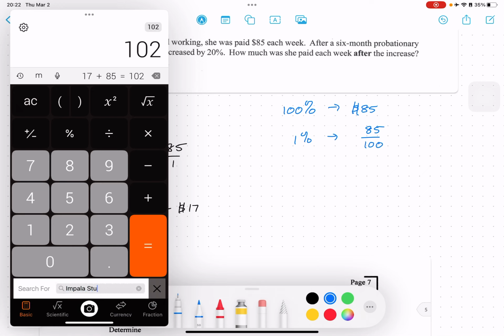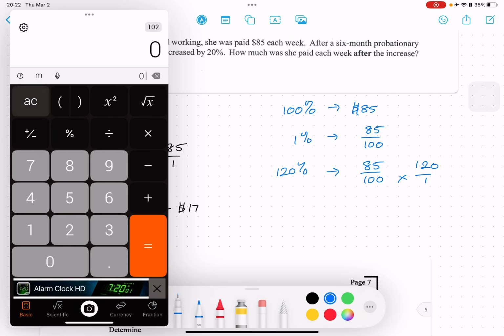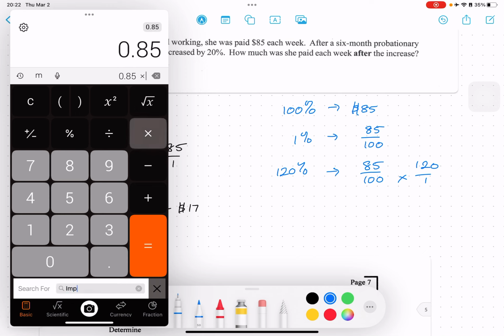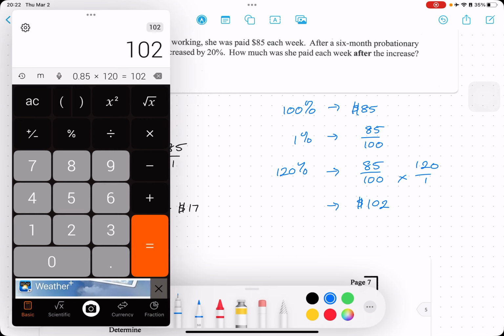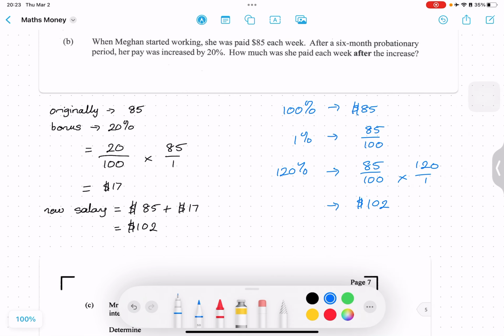Now, if we want to find 120%, which is a new salary, what we need to do to the 1, we need to multiply by 120, and anything we do on that side, we do on the other side. So this becomes 85 over 100 multiplied by 120. So let's see, 85 over 100 is 0.85 multiplied by 120 is, you guessed it, $102. So as you can see, we got the same answer using 2 different and very easy methods. So you pick your poison, right? You could just use 1.